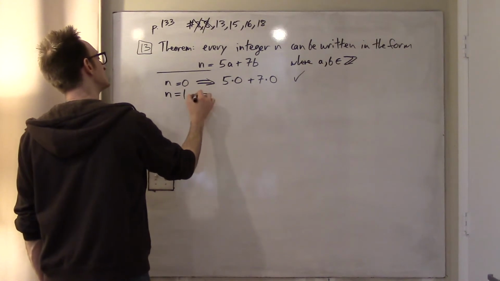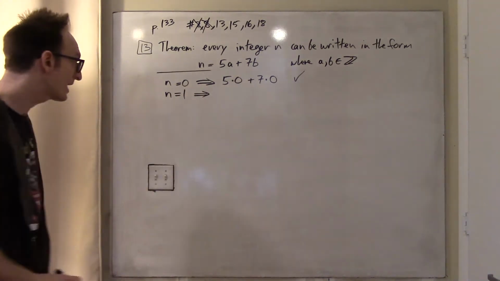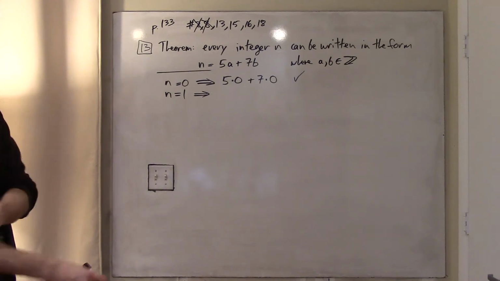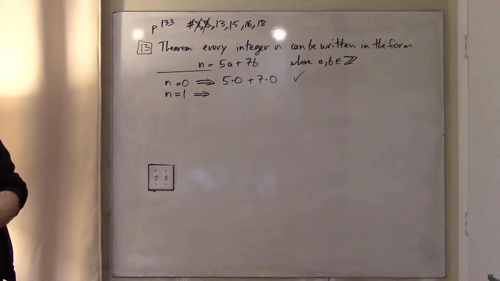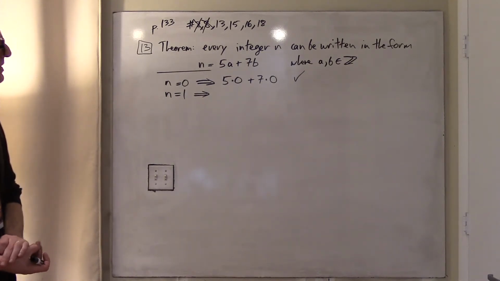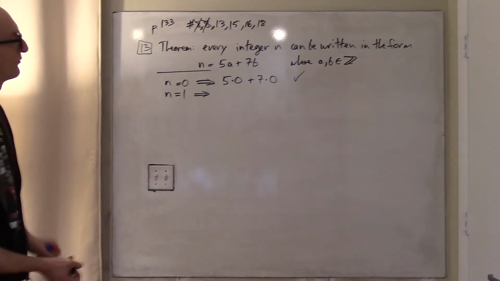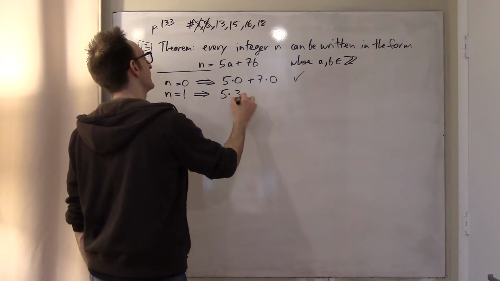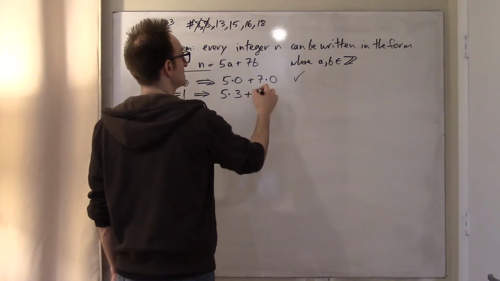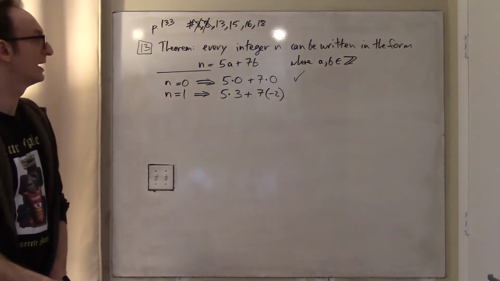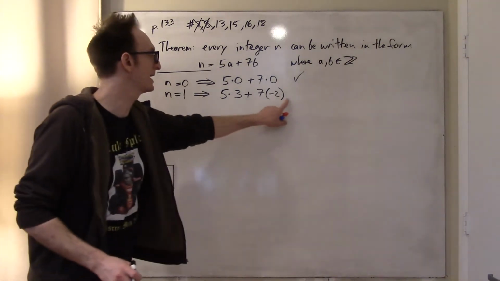Now let's try for n equals 1. Can you think of two integers a and b which yield 1? Yeah, I guess we can, right? 15 minus 14 seems to work. And so 5 times 3 plus 7 times negative 2. Well, indeed I have found a and b.